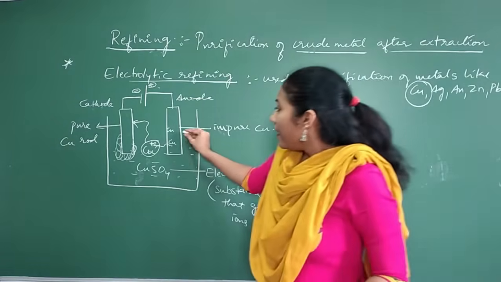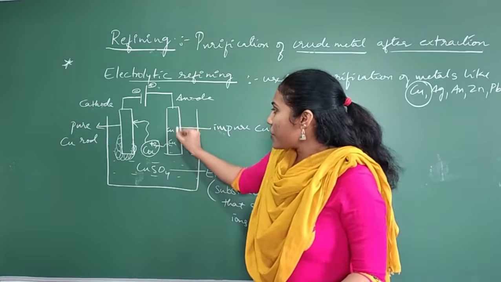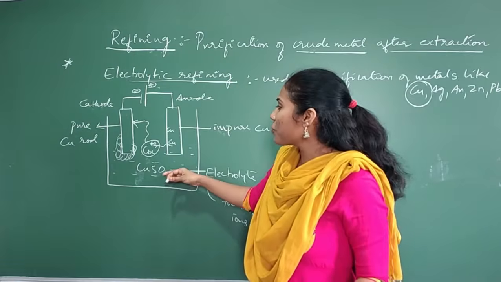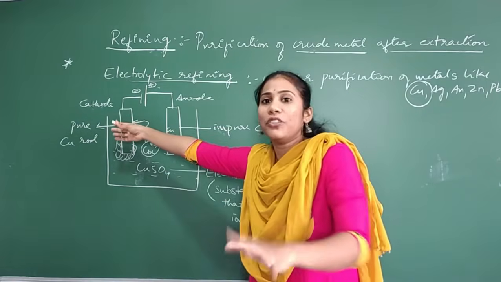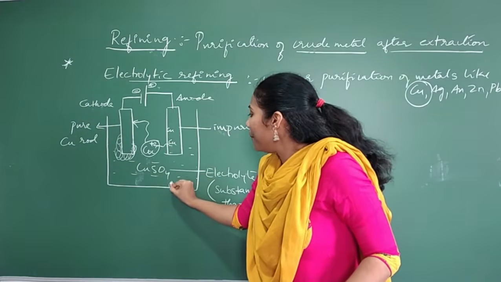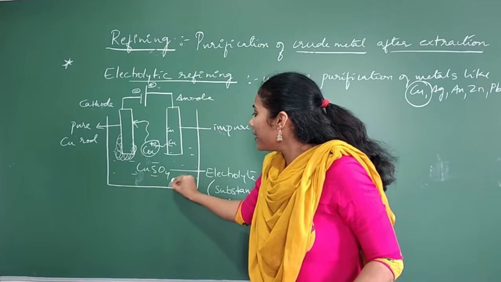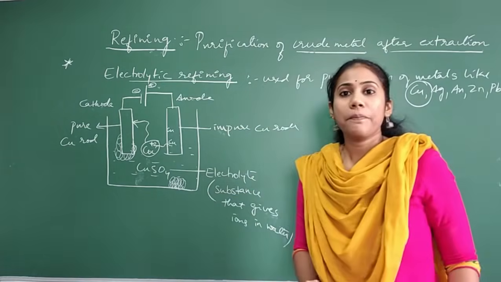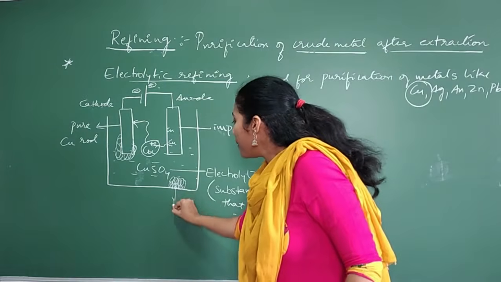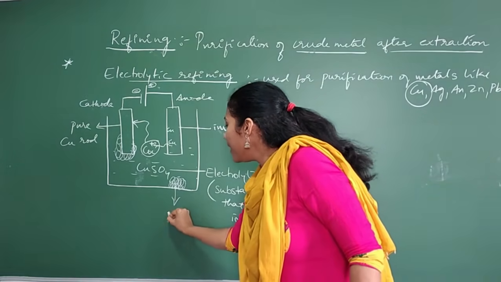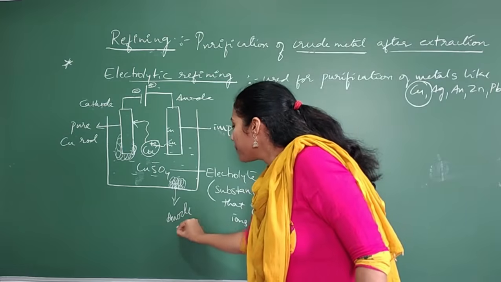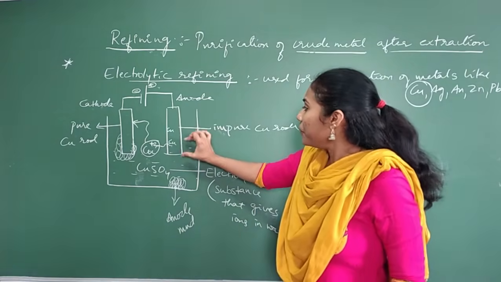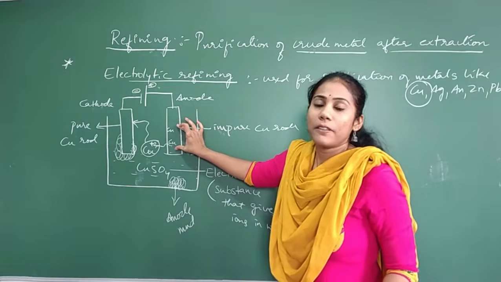Or they may ask you one thing. Say some impurities which are there in this rod may also come into the solution, but they will not go to the cathode and deposit. They will come down to the bottom of the beaker, and below the anode rod they get deposited. Such a deposition we call anode mud. What is this anode mud? It is nothing but impurities which are present in this rod.